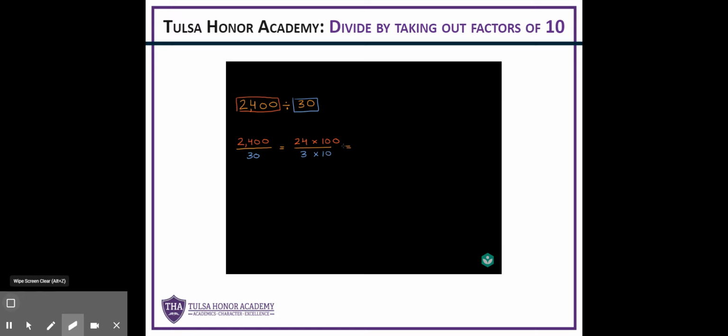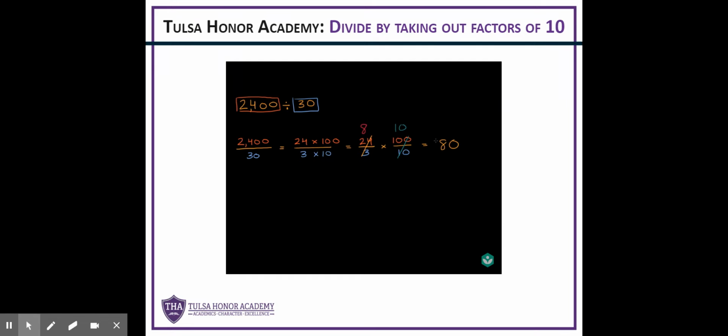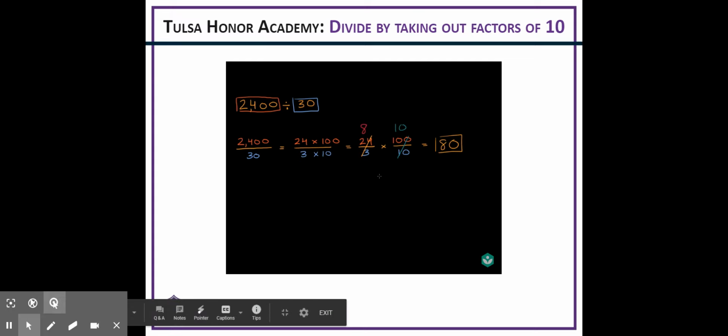So this is the same thing as that times that. And so we have 24 divided by 3 times 100 divided by 10. Now 24 divided by 3, you might already know, that is going to be 8. 3 times 8 is 24. So this is going to be equal to 8. And what's 100 divided by 10? Well, 100 divided by 10 is just going to be 10. So our quotient, I guess you could say, is going to be 8 times 10, which is equal to 80. And we're done.